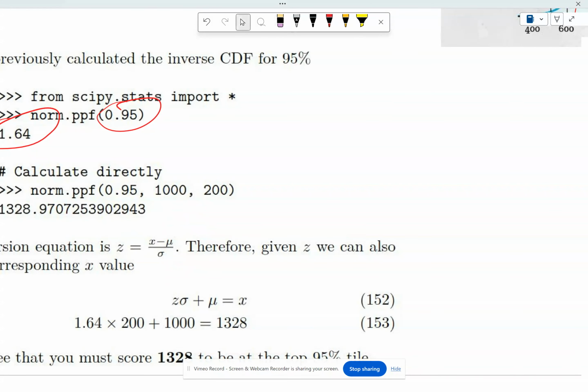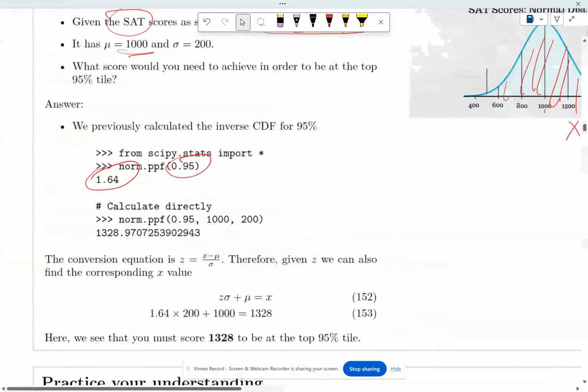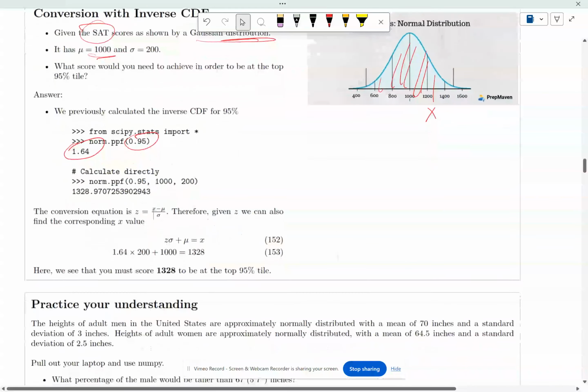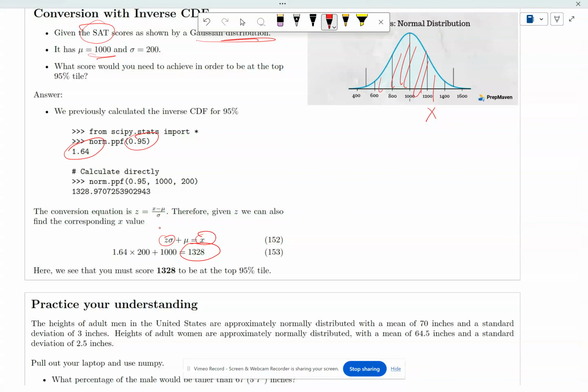So you can imagine how painful it was for us to do these kinds of problems back then. Now you see, with z, you calculate for x, you get the same value, 1328, right here. So what this is telling you is that you need to score 1328 to be in the top 95%. Okay.